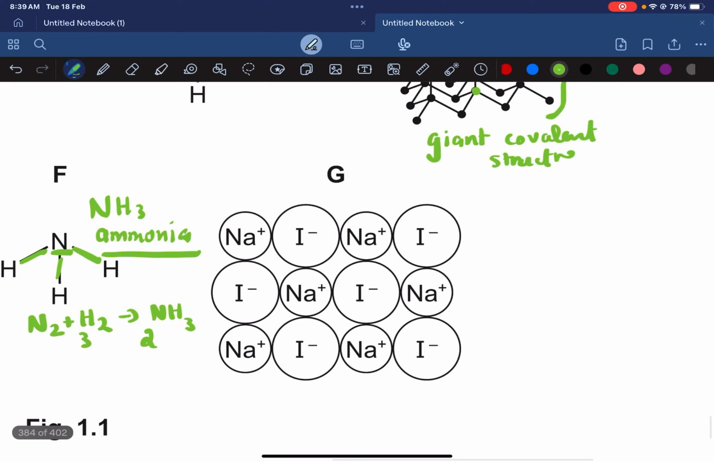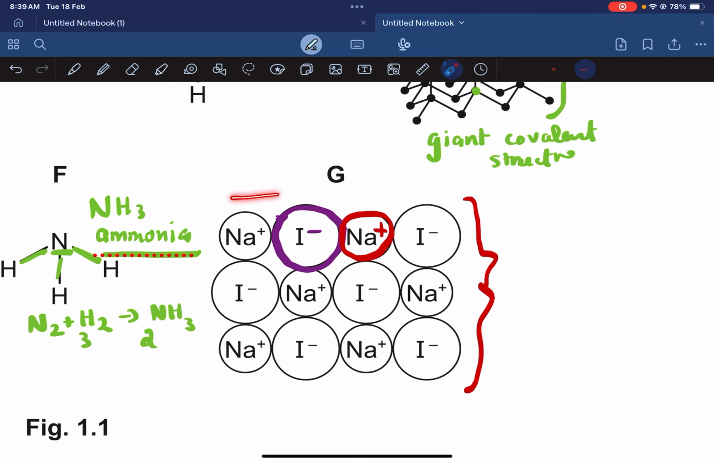Okay, next part G is very interesting, because in part G I have my iodide ions. Don't call them iodine, they're not iodine. When they have a negative sign with them, they have turned into iodide ions. And I have my sodium ions. Now my sodium ions and my iodide ions are attracted towards each other. One is my negative ion and sodium ion is my positive ion. I have a giant ionic lattice of positive and negative ions.